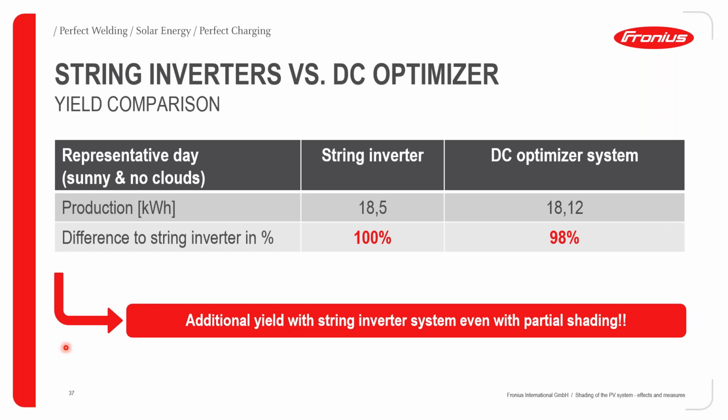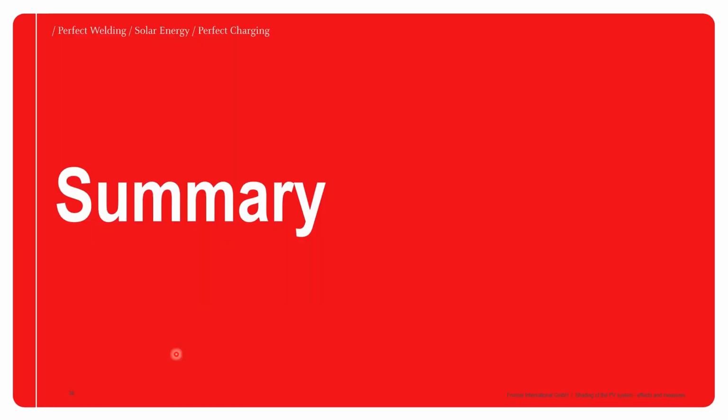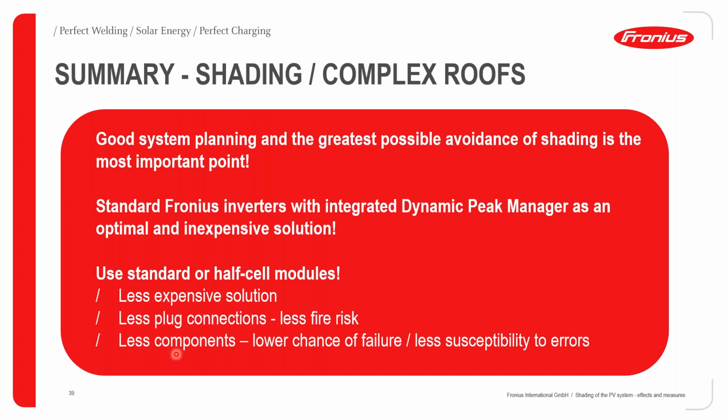So let's proceed. At this point, let's look at a summary of what we have been talking about in this session. In a nutshell, what we have said is that good system planning and the greatest possible avoidance of shedding is really critical. This is going to guarantee that you get as much yield from your solar system as possible. So in a solar installation, more is better, yeah? More yield, more earnings or savings, and a system that is more environmentally friendly. So the more you get, the better for the PV installation.